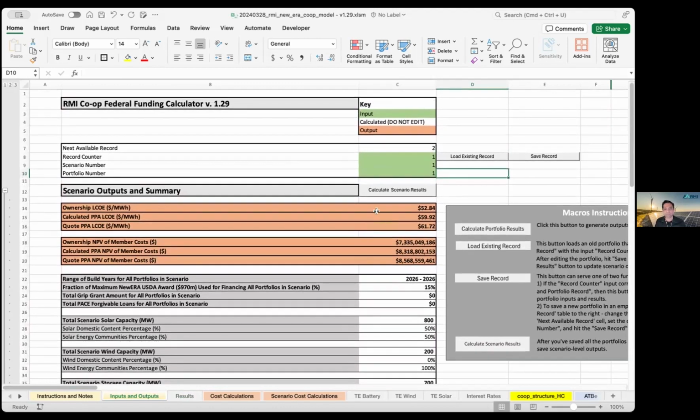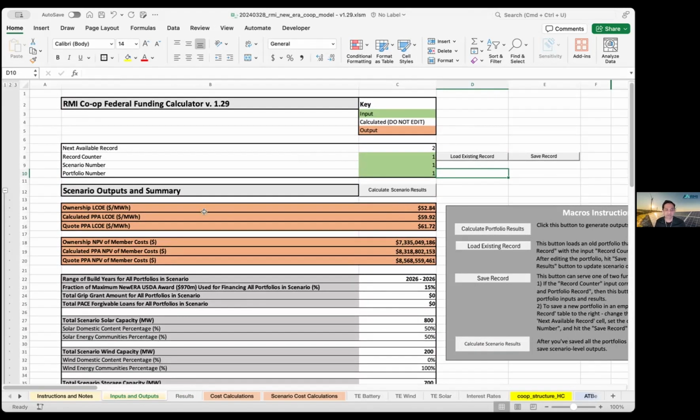So what does this model calculate? Well, again, we mentioned that the model is structured in scenarios and portfolios. A scenario consists of a group of potential portfolios of assets that are built in different years that you're contemplating building. And a scenario is one way in which you might do it with one set of financial assumptions and resource assumptions.